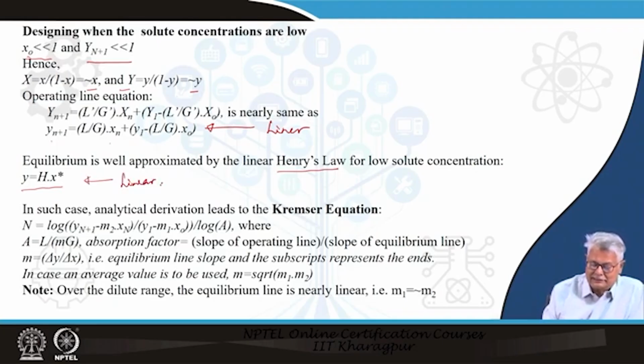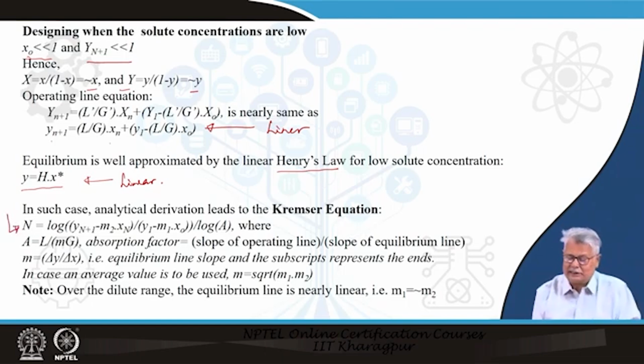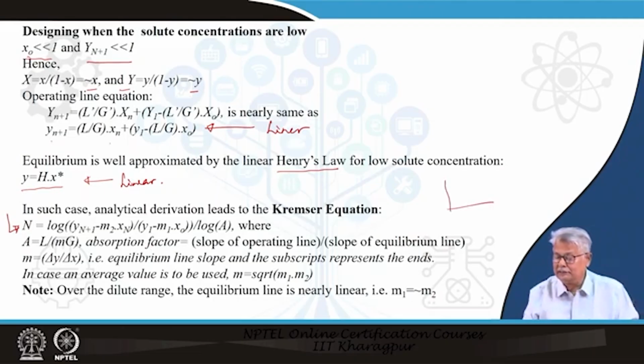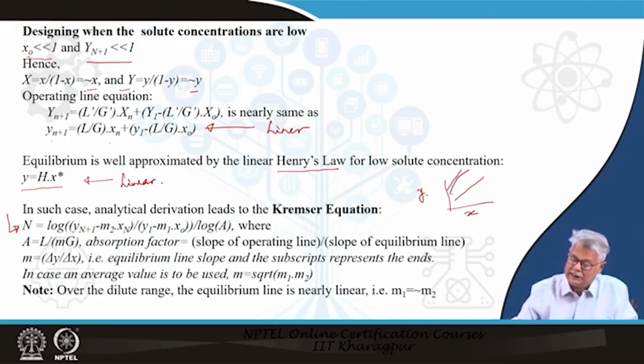Now when I say this, it is possible for us to derive an analytical expression for the number of stages required. Now this analytical expression involves one thing. See, basically what you have here is an x and a corresponding y, and what you have is a linear equilibrium relationship, and what you have here is a nearly straight line. I'll put it here in a nicer way.